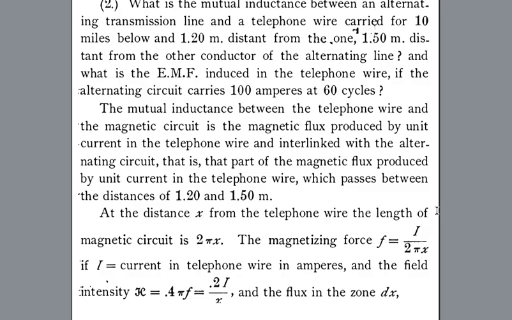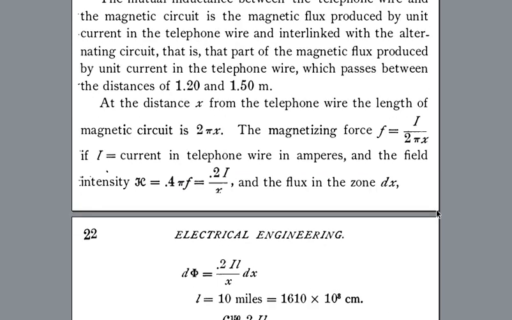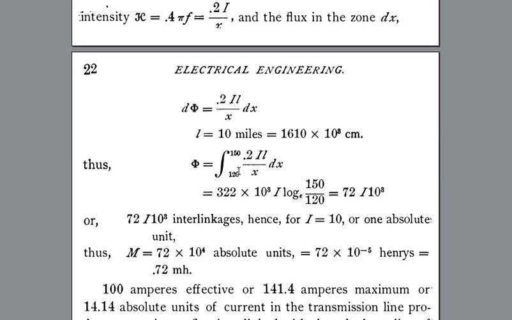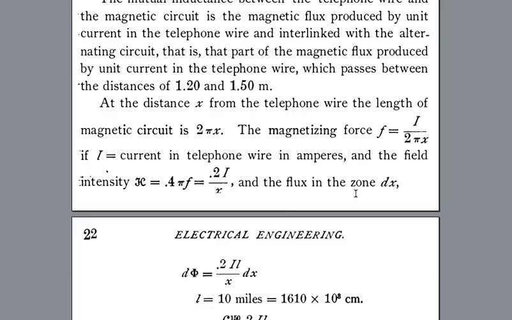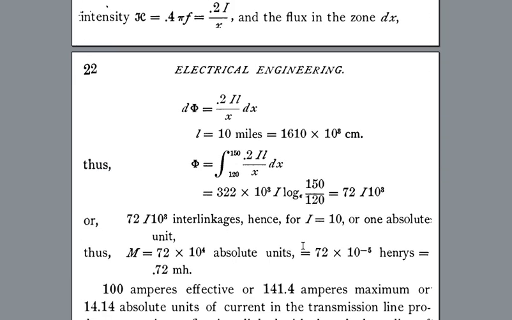At the distance x from the telephone wire, the length of magnetic circuit is 2 pi x. The magnetizing force F equals I over 2 pi x, if I equals current in telephone wire in amperes, and the field intensity H equals 0.4 times pi F equals 2I over x, and the flux in the zone dx is d phi equals 2I over x times dx. For length L equals 10 miles equals 16 times 10 to the power 8 centimeters.